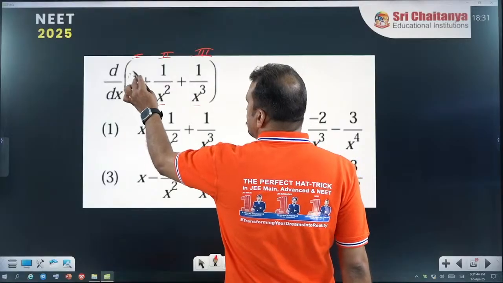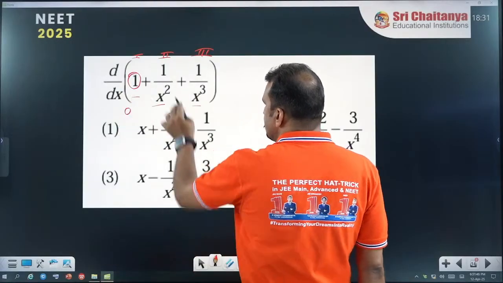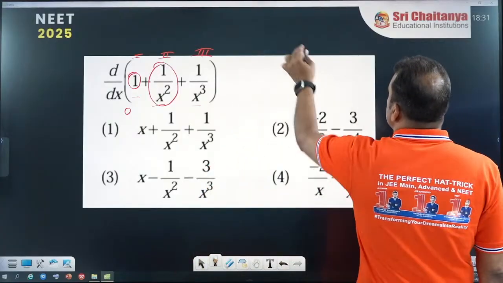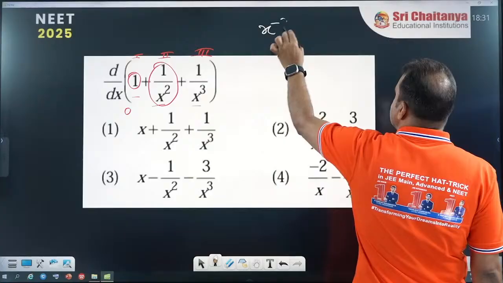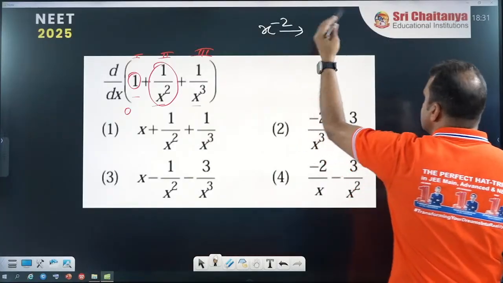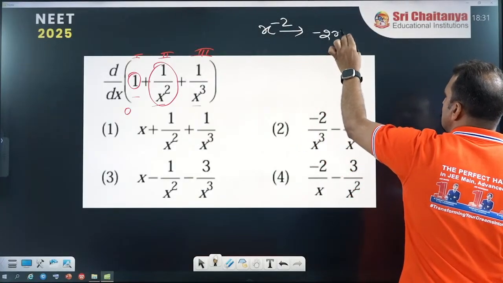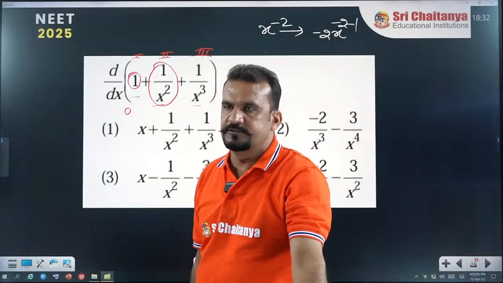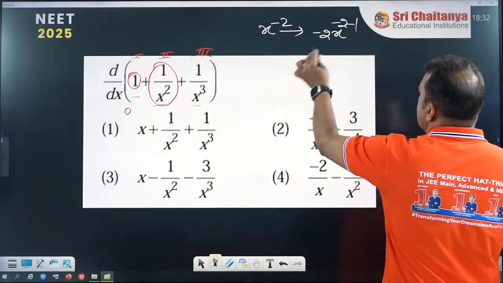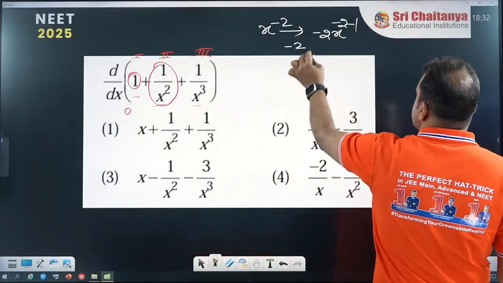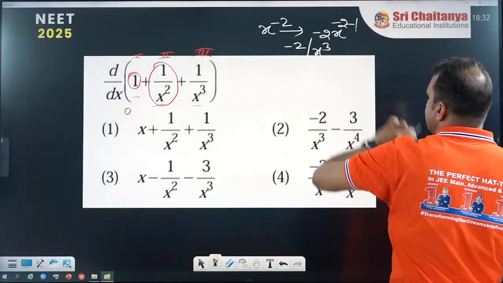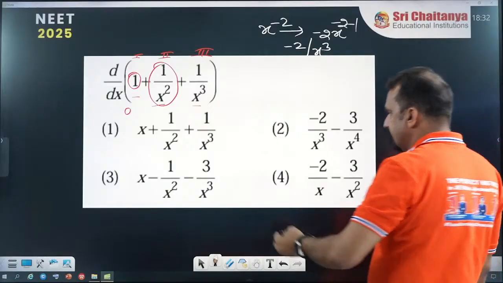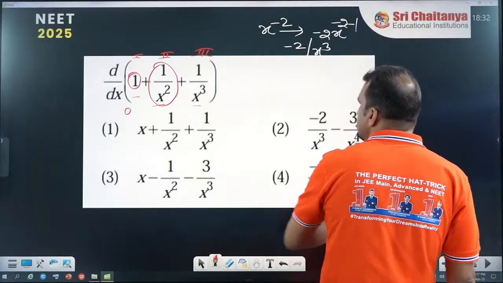First one, differentiation of 1 is going to be 0. Differentiation of 1 by x square. How to perform 1 by x square? You know 1 by x square means x power minus 2, and differentiation of x power minus 2 is minus 2 x power minus 2 minus 1. Apply the x power n rule, that's all. So that is going to be minus 2 x power minus 3, which means minus 2 divided by x cube. What is the differentiation of 1 by x cube?